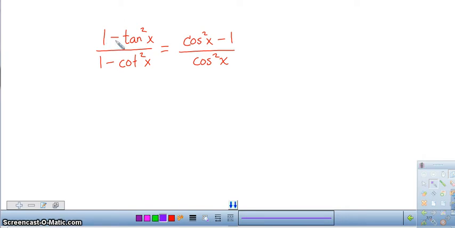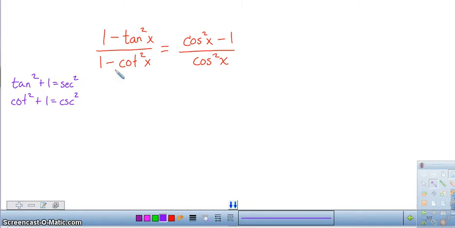The problem is 1 minus tangent squared. We know that tangent squared plus 1 equals secant squared. There's no way to make it 1 minus tangent squared. So I'm just going to have to leave that for now. Same thing with the denominator. We know that cotangent squared plus 1 equals cosecant squared. So there's no way to make this 1 minus cotangent squared.